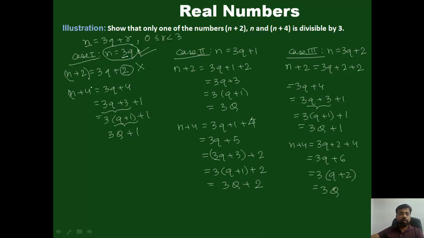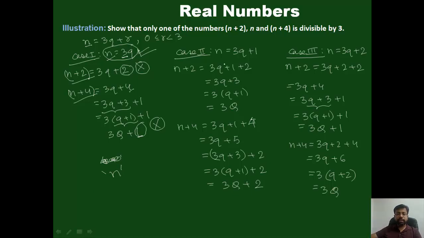What about n plus 4? N plus 4 is equal to 3q plus 4. Again, here the remainder in the ultimate form comes out to be non-zero. So you have n plus 4 in the form 3Q plus 1. The remainder is non-zero, so n plus 4 is also not divisible by 3. So in the case where n is equal to 3q, we have only one number, n, out of n, n plus 2 and n plus 4, which is divisible by 3. So here in this case, only n turns out to be divisible by 3.